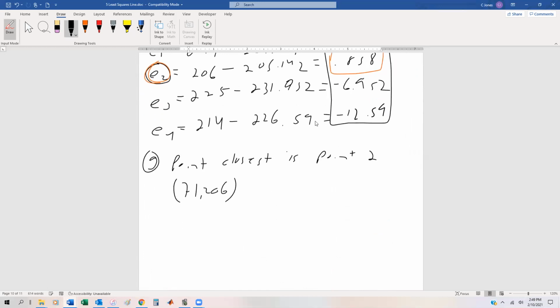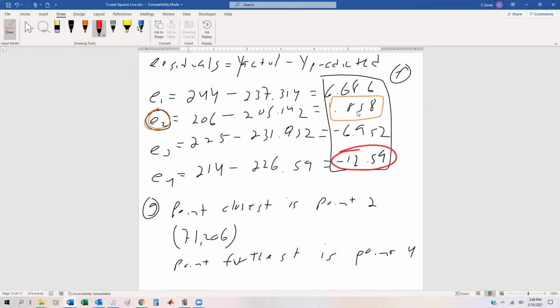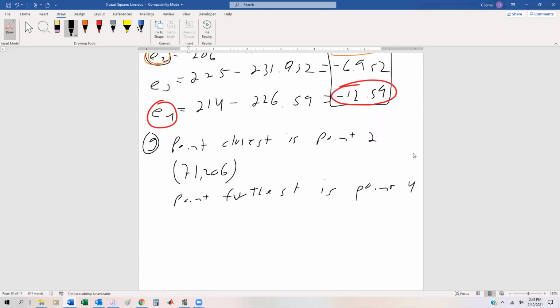Okay, and the point furthest is going to be the absolute value of the largest number, which is going to be 0.4. All right, so if we look over here, negative 12, absolute value is positive 12, and 12 is certainly larger than 6, 6, or 1. And so E4, or 0.4, is going to be the point that's furthest from the line, and that is going to be the point 75, 214.